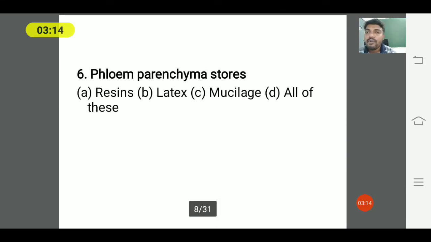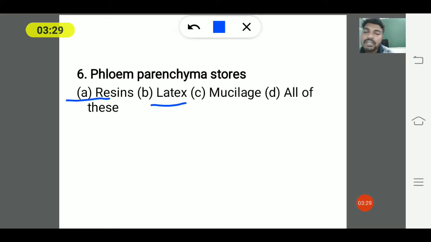Next, phloem parenchyma stores. Option A resins, option B latex, option C mucilage, option D all of this. So your phloem parenchyma also stores the resins, it also stores the latex, it also stores the mucilage. So option D is all of this. These are all three substances are stored by the phloem parenchyma.